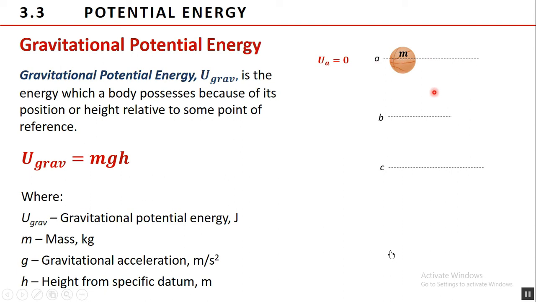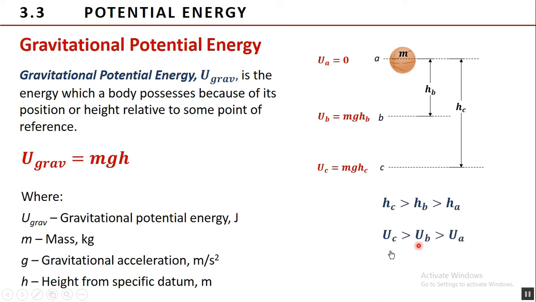Since the ball has a height h sub b, the ball has potential energy relative to point B, and its magnitude is expressed as mg times h sub b. The ball is located at a height h sub c, so its potential energy relative to point C is mgh sub c. Take note that the potential energy of the ball relative to point C is greater than the potential energy of the ball relative to point B, since h sub c is greater than h sub b. We clearly see that the gravitational potential energy is a function of height. The higher the body is placed above the reference point, the higher the potential energy that can be stored in the body.